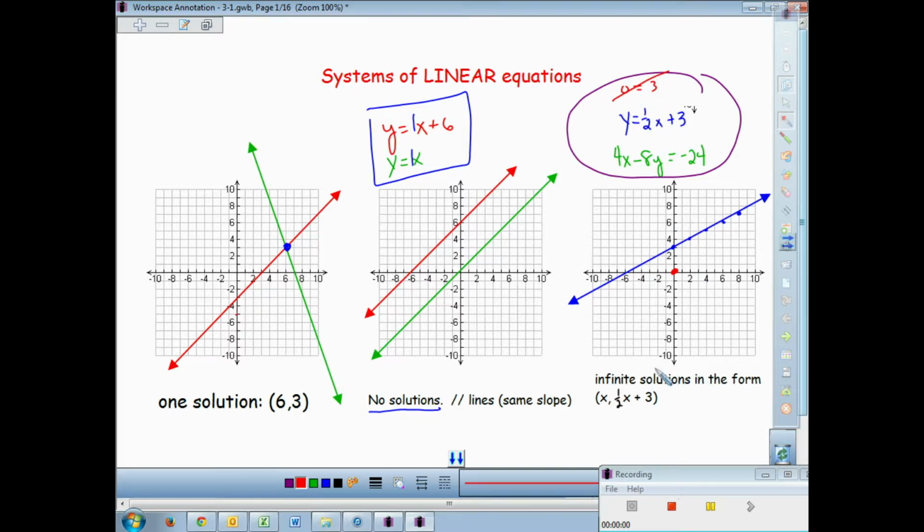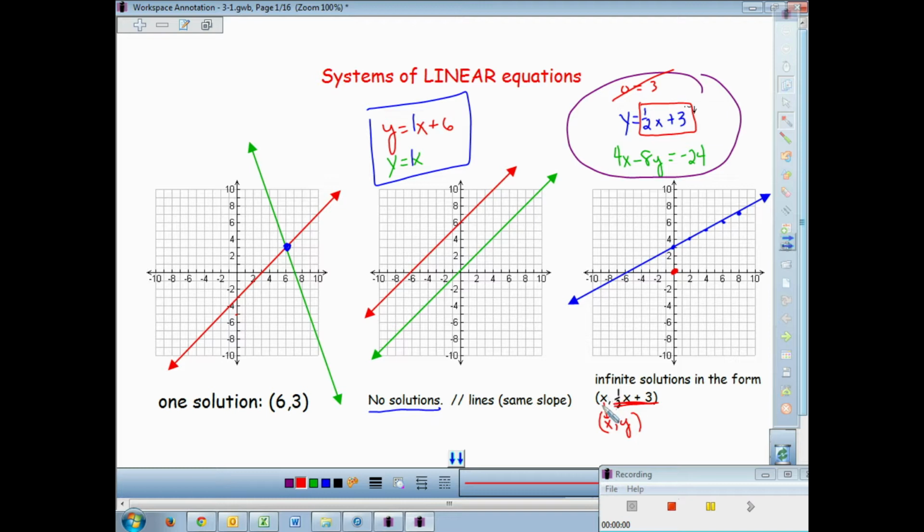So we have to do what we call a college algebra type answer. There's infinite solutions in the form of, you know how points are always written x comma y. Well, we're going to let x be x, and this right here is whatever y equals. And didn't we know that y equals 1/2 x plus 3?